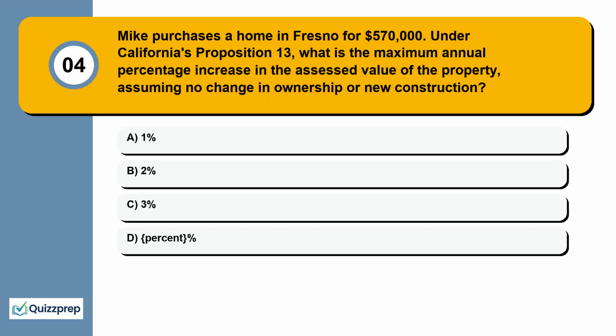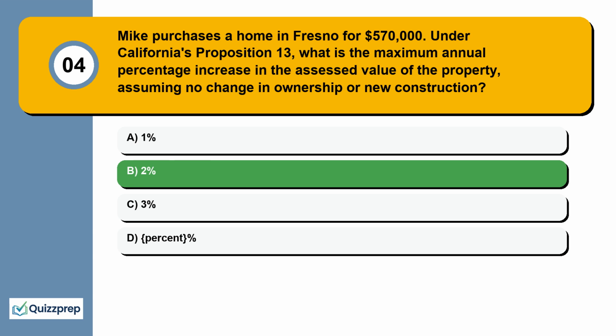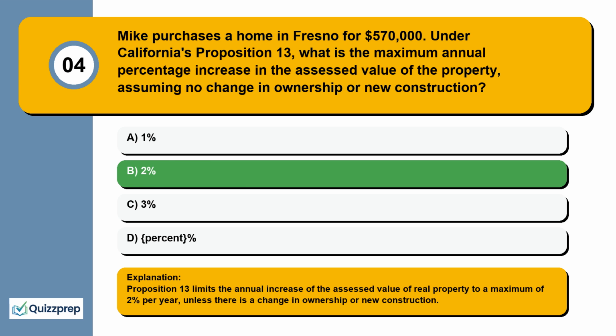Question 4. Mike purchases a home in Fresno for $570,000. Under California's Proposition 13, what is the maximum annual percentage increase in the assessed value of the property, assuming no change in ownership or new construction? 1%, 2%, 3%, 5%. Proposition 13 limits the annual increase of the assessed value of real property to a maximum of 2% per year, unless there is a change in ownership or new construction.